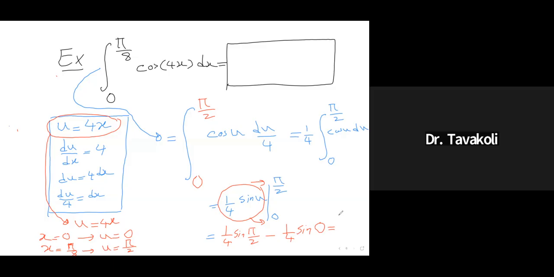As you know, sine of 0 is 0, so this term is just 0. And sine of pi over 2, as you know, is equal to 1. So 1/4 times 1 is just 1/4. So the answer to this integral is 1/4.